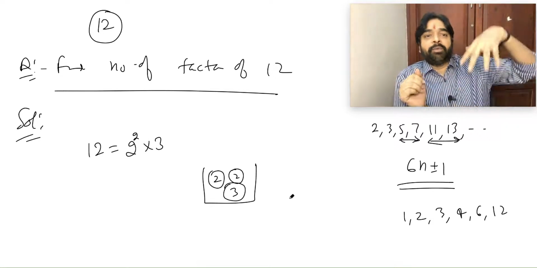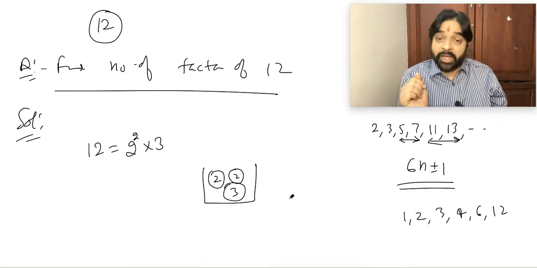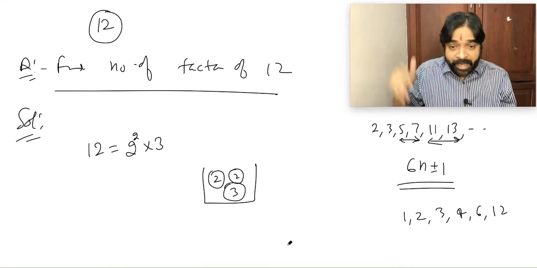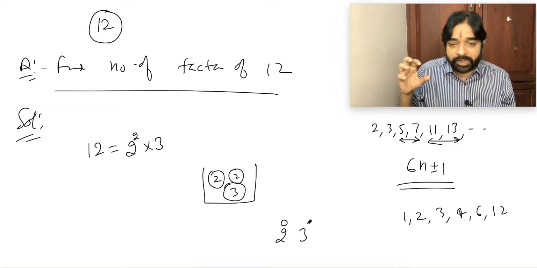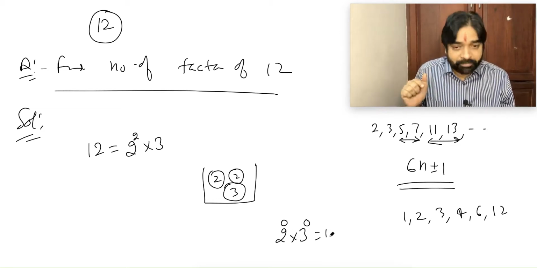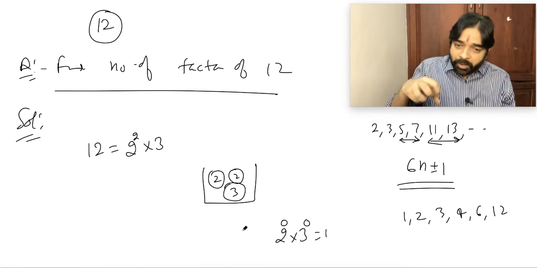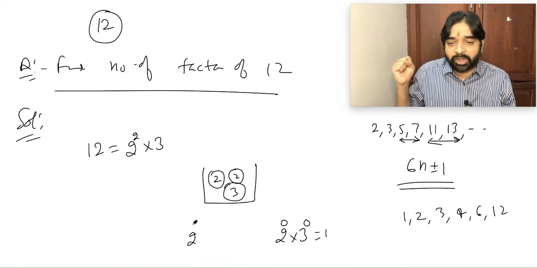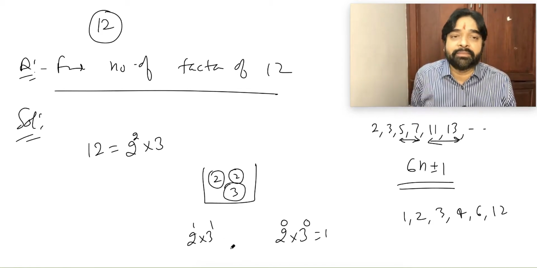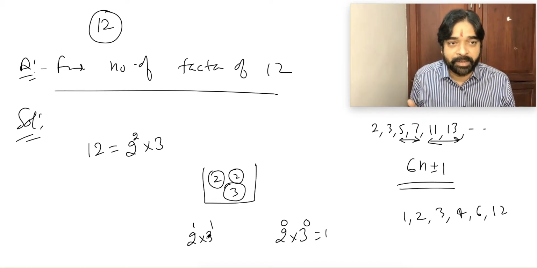Suppose you say, sir, I put my hand but didn't take out anything. Means you got 2 power 0, zero number of 2 and zero number of 3, and that is the 1. And 1 is also a factor. Suppose I take out one 2 and one 3, means I got 2 power 1 and 3 power 1. Power means how many times that is coming, and that is the factor.